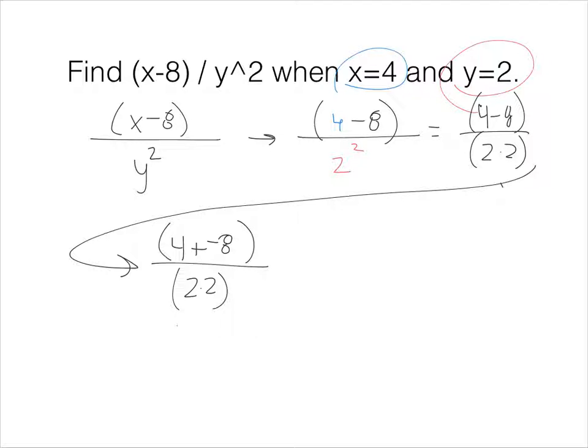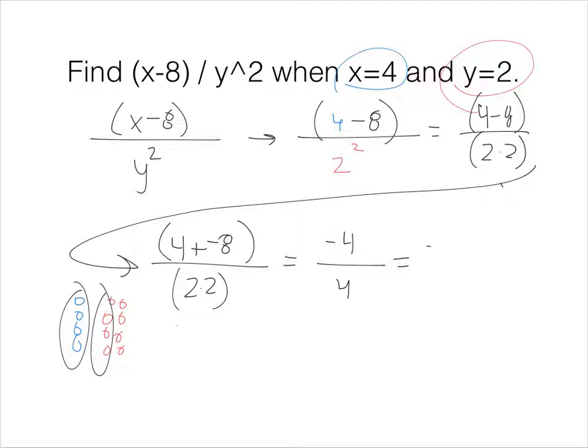So 4 positives: 1, 2, 3, 4. Plus 8 negatives: 1, 2, 3, 4, 5, 6, 7, 8. These are going to cancel, and I'm left with 4 negatives. So here I have negative 4 on top. 2 times 2 is just 4. And now I can divide them because I'm done with my parentheses. I can move on to the multiplication and division that's next. So I have negative 4 divided by 4.